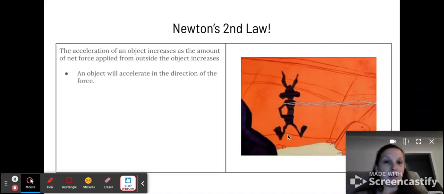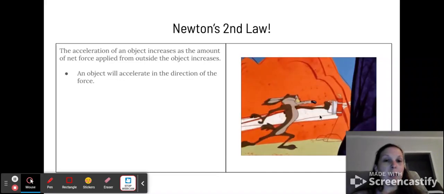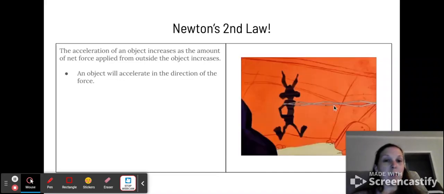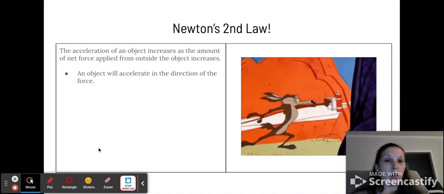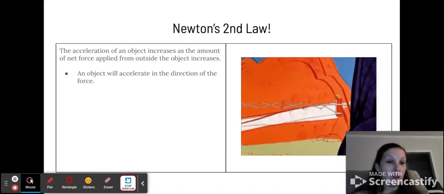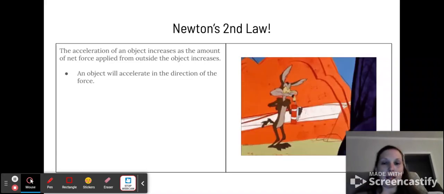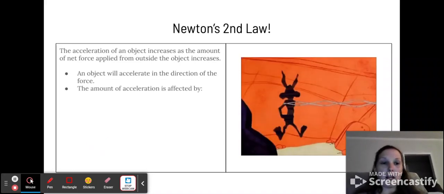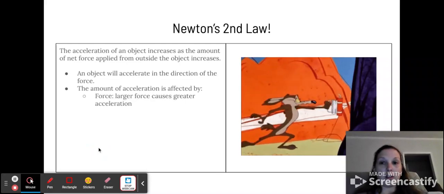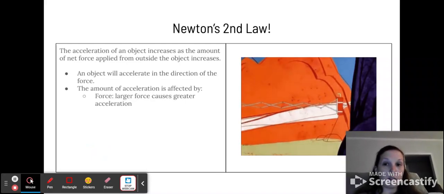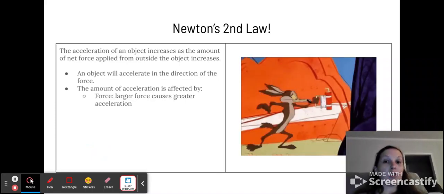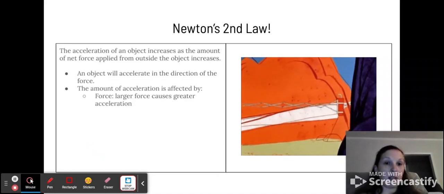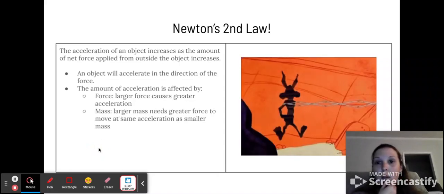So if you see this little GIF here, Wile E. Coyote, the force of that spring is stronger than his force holding it, which is why he slings back in the direction of that force. The amount of the acceleration is affected by certain conditions. So first, it's affected by the force. The larger the force applied, the greater the acceleration change will be.